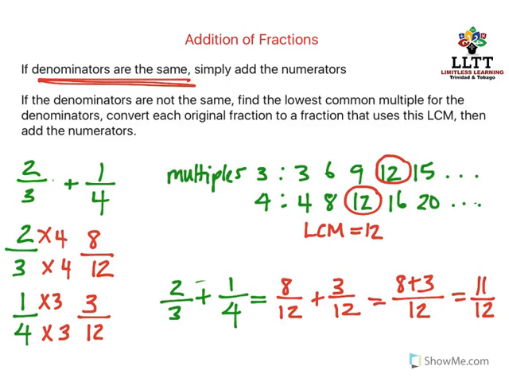So addition of fractions, you really want the denominator to be the same because you can just add the numerators. If not, then you find the LCM, you make the denominators the same, and then you add across the numerators.